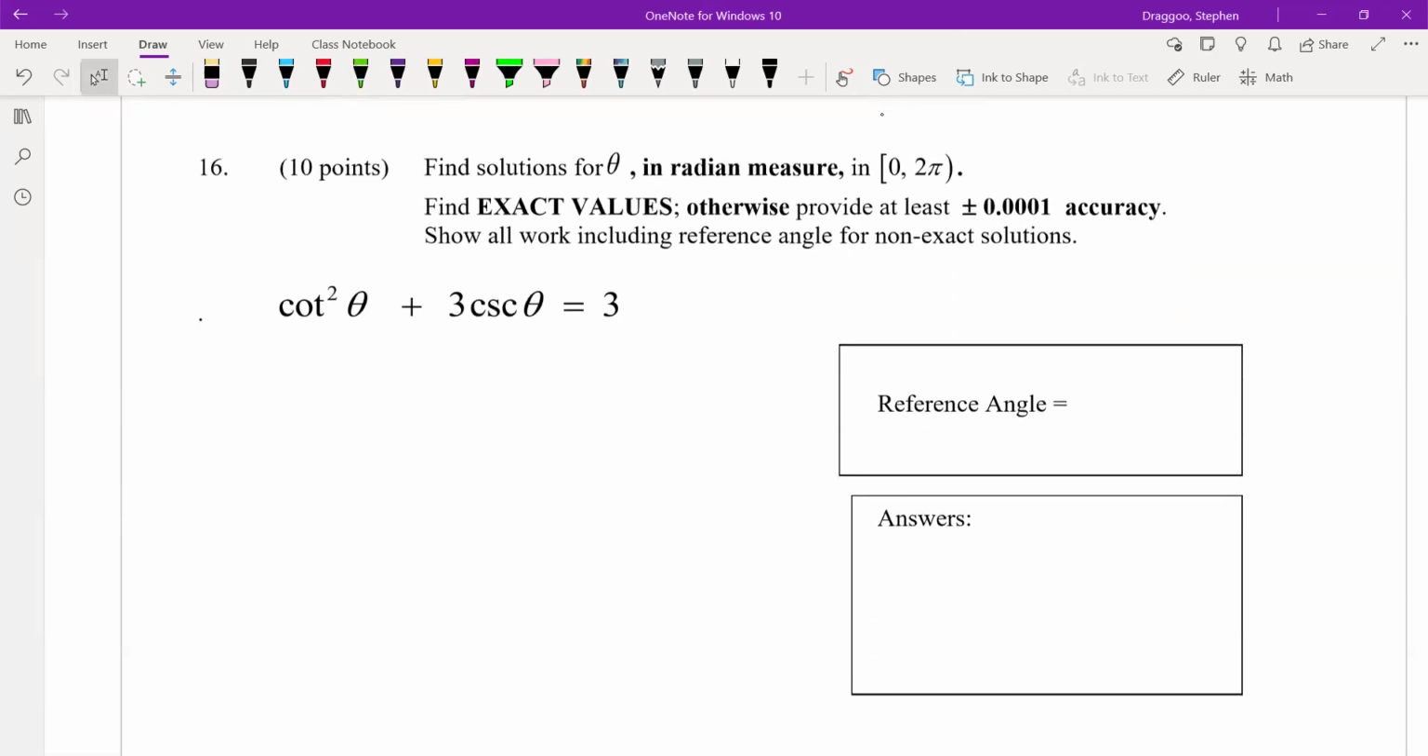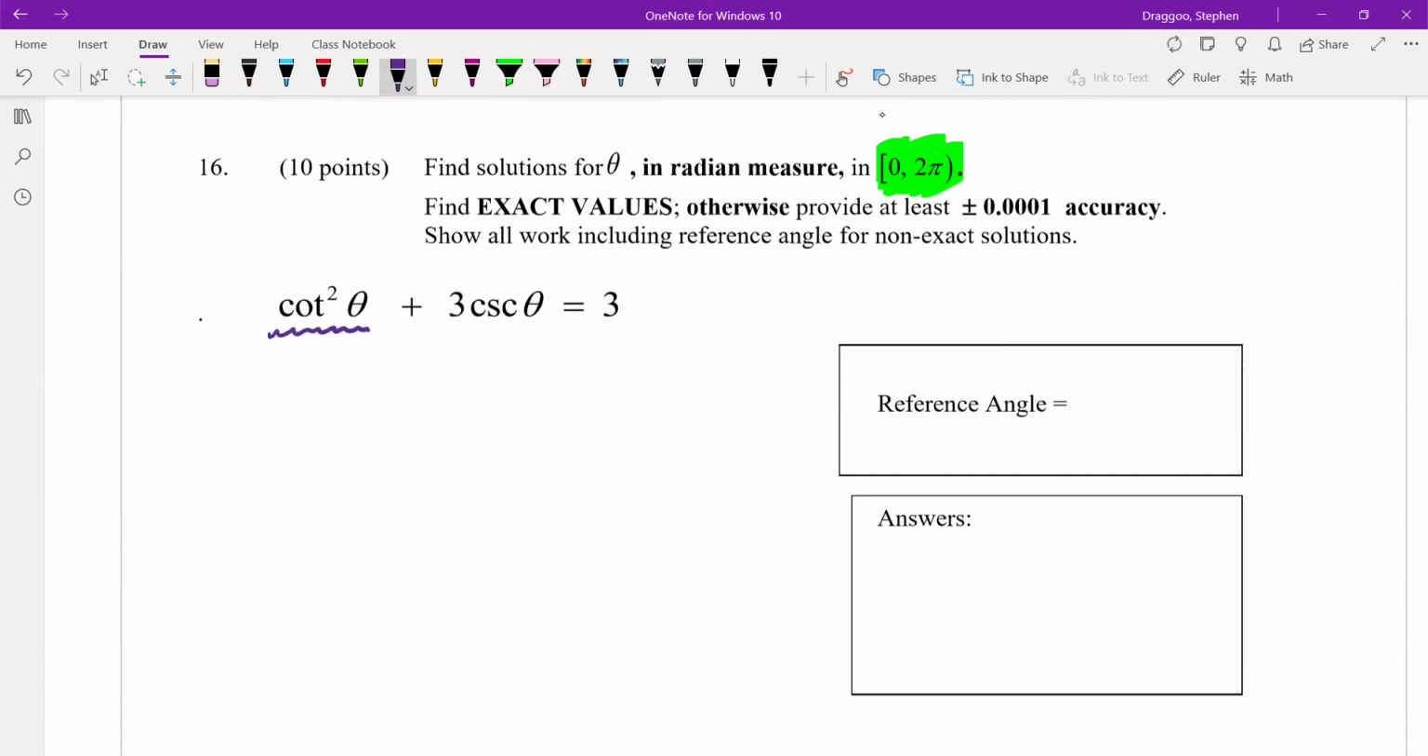All right, and the last page, we might almost get this thing done before the end. Almost. This time, we'll just find all solutions in radian measure between 0 and 2 pi. So we don't need all coterminal angles this time. We just need everything within one circle. And this one's got cotangent squared plus 3 cosecant of theta is equal to 3. We've got too many different trig functions all happening at once right now.